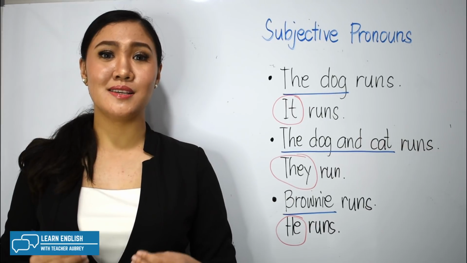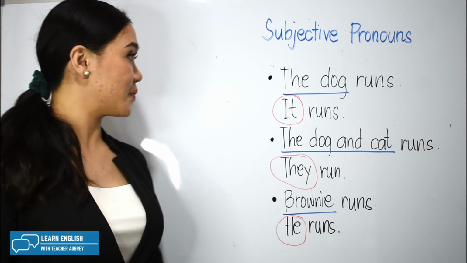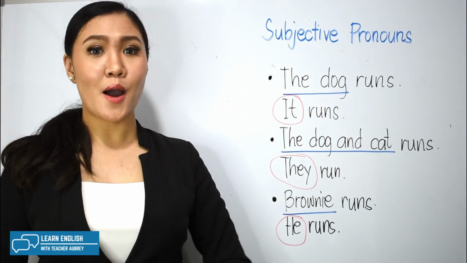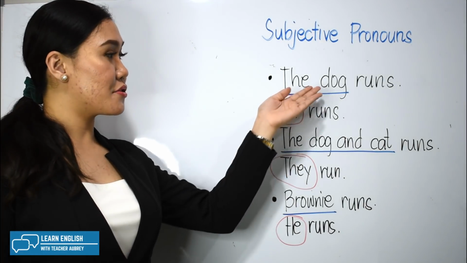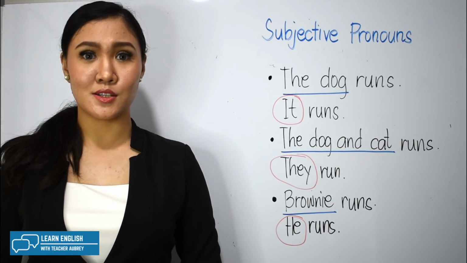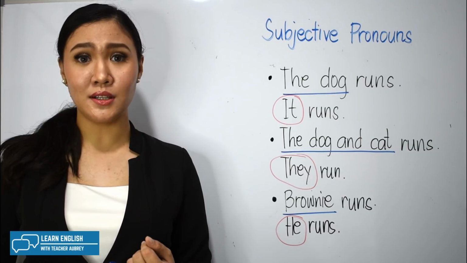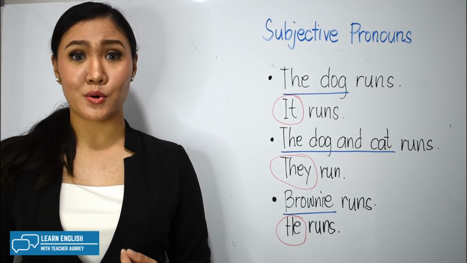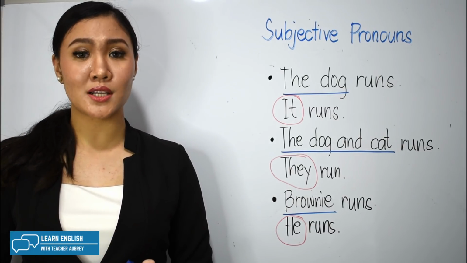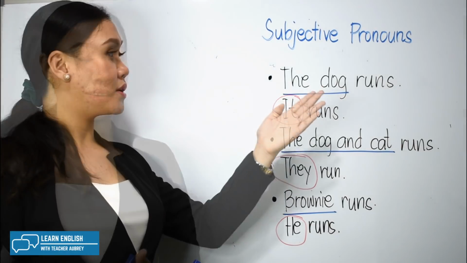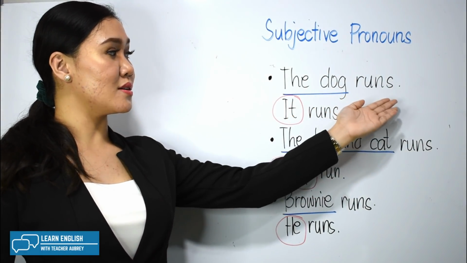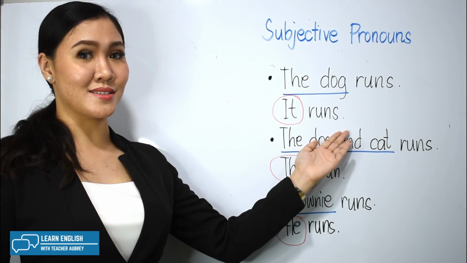Let us take a look at these more examples. The dog runs. Our subject here is the dog. Dog is an animal. And as I told you, to substitute an animal, an object, a thing, or a food, or a place, we need to use the subjective pronoun it. So we substitute dog with it. The dog runs becomes it runs.